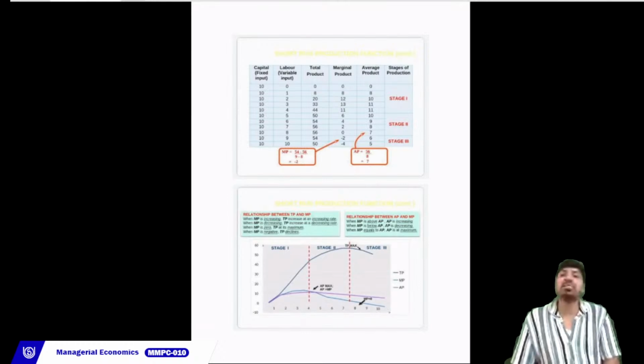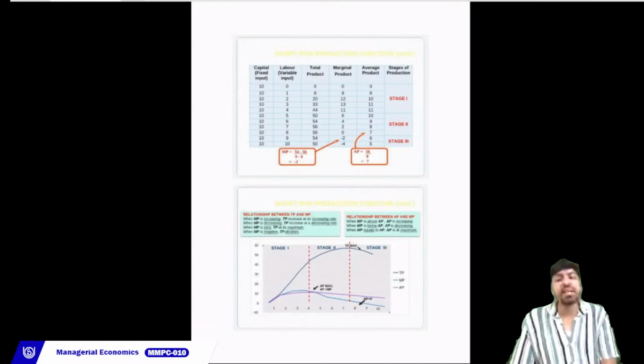50 minus 54, that is minus 4, by the change of labor, which is 1. So we will get minus 4. So these are the values that have been estimated using the concept of total product and labor. So you will get the marginal product: 0, 8, 12, 13, 11, 4, 2, 0, minus 2, minus 4.